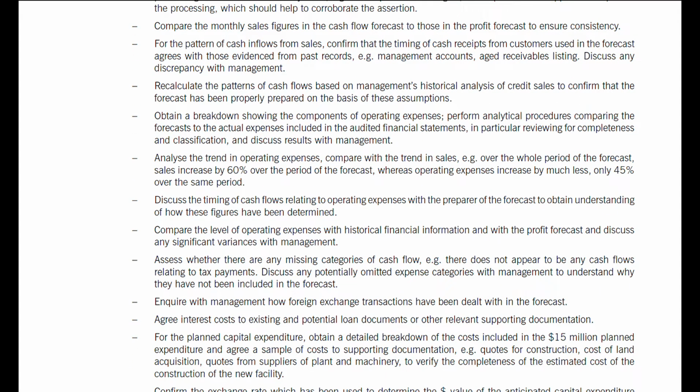Obtain a breakdown showing the components of operating expenses. Perform analytical procedures comparing the forecast to the actual expenses included in the audited financial statements. In particular, review for completeness and classification and discuss results with management.